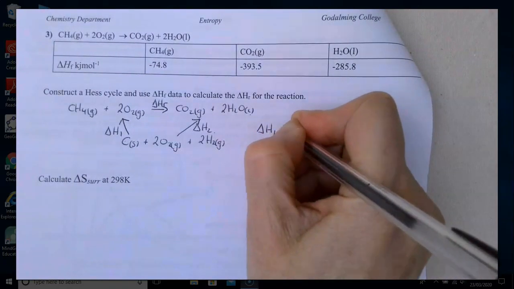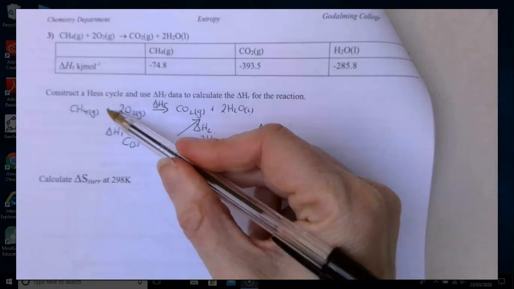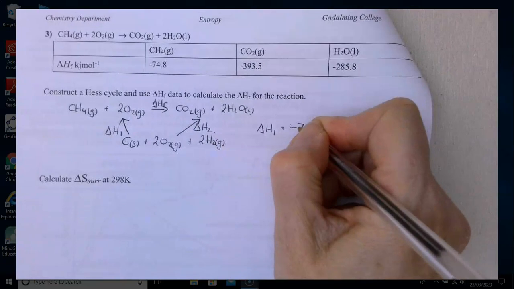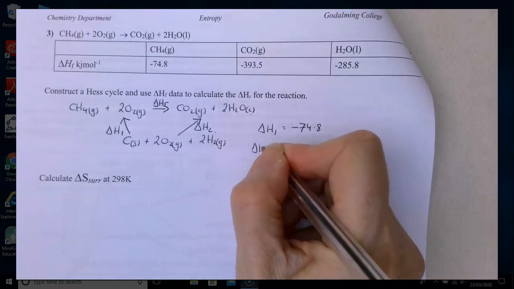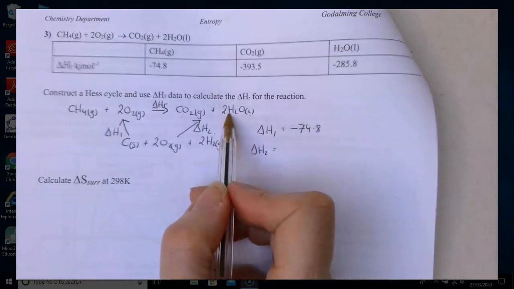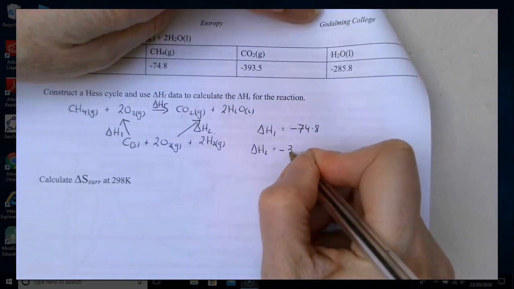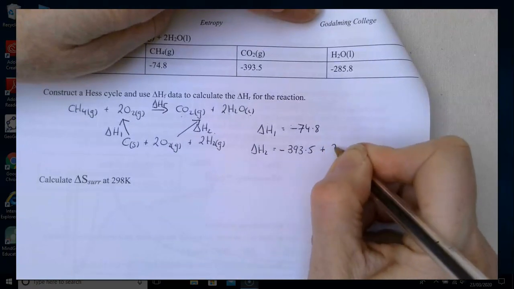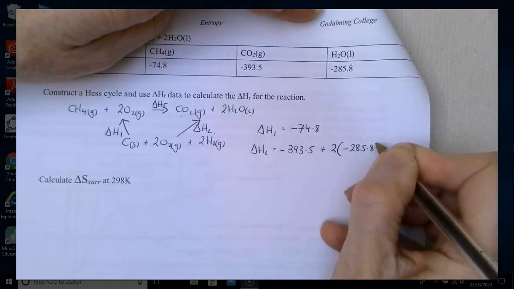So delta H1 is equal to 1 lot of methane being formed, which is minus 74.8. So that just equals minus 74.8. And then my delta H2 value, well, I've got 1 carbon dioxide and 2 waters. So I've got 1 carbon dioxide, which is minus 393.5, and 2 lots of water, minus 285.8.